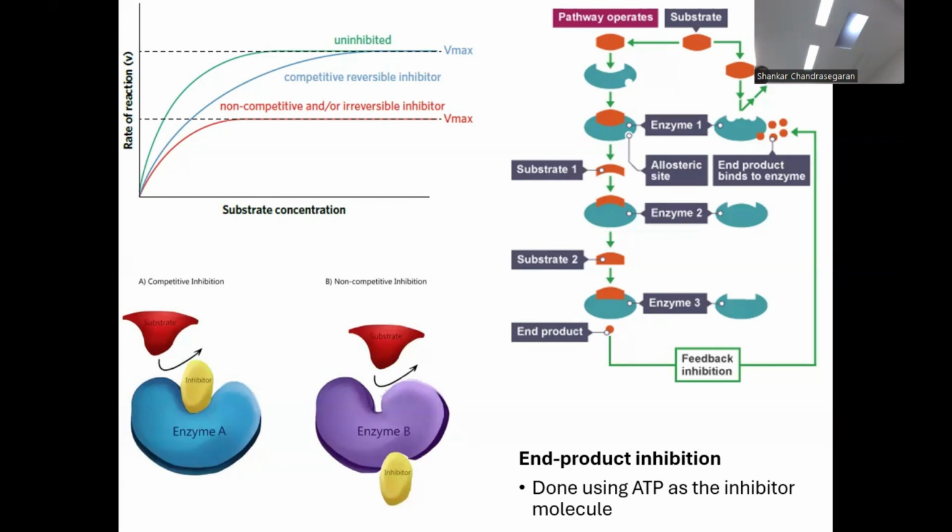This is something very common in biology, as it acts to prevent an overproduction of a certain molecule. Even in genetics, it's present, where the protein made from a gene can act to inhibit the expression of that gene so that you don't make too much of that protein as well. So end product inhibition is a very common and a very important step to ensure you don't waste your resources.